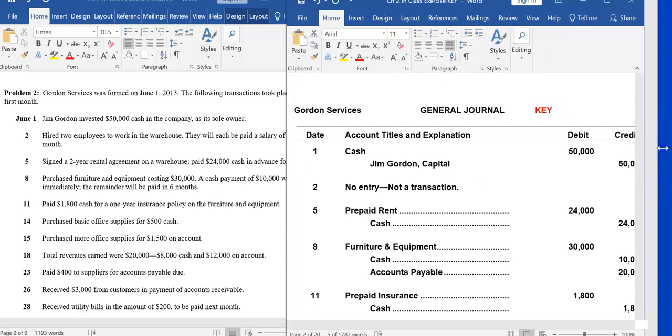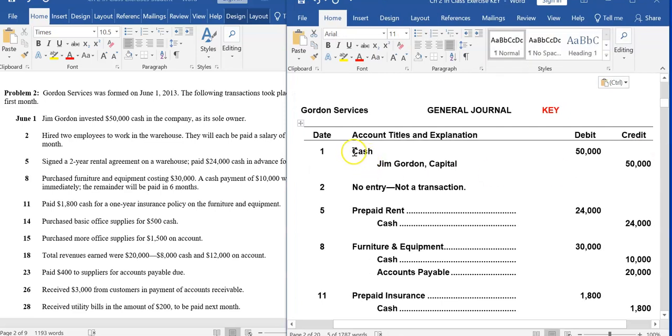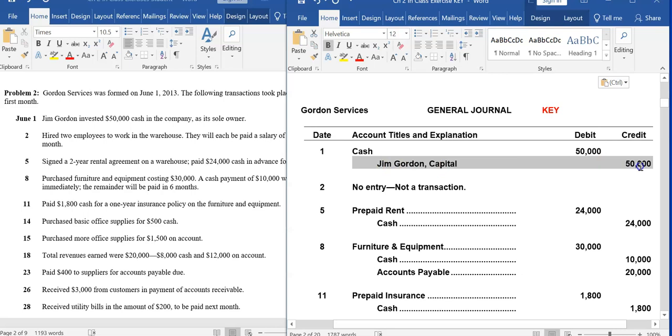To increase cash, we will debit it. Cash is an asset. To increase, we debit. The owner's investments went up, which means the owner's capital account went up. We will credit Jim Gordon's capital account to increase it. To increase the capital account, we credit.